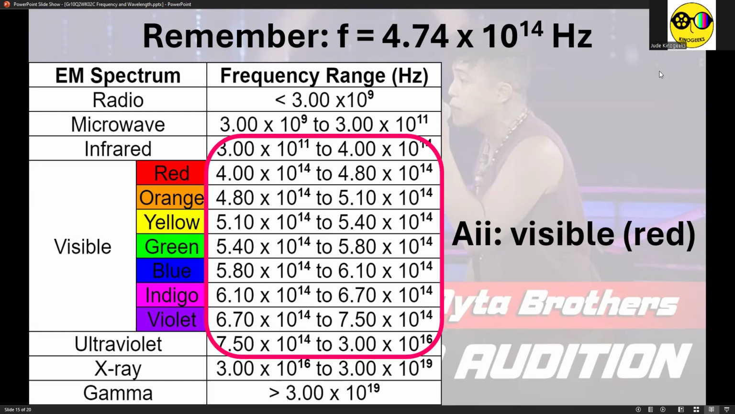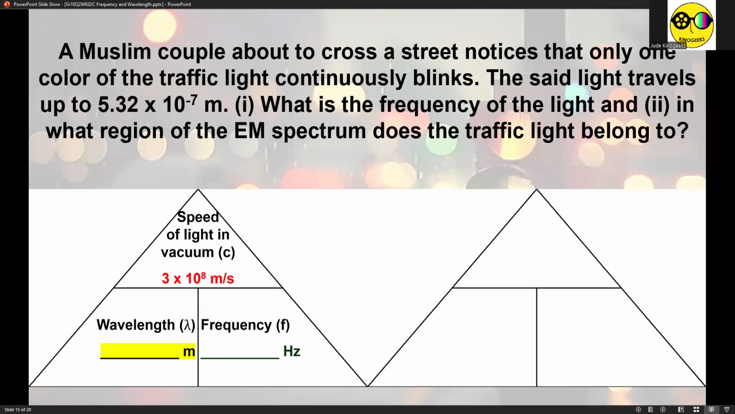Okay, so for the first two problems, we solved for the wavelength. What about when we solve for the frequency? So the third problem. A Muslim couple about to cross a street notices that only one color of the traffic light continuously blinks. The light travels up to 5.32 times 10 raised to negative 7 meter. What is the frequency of the light, and in what region of the electromagnetic spectrum does the traffic light belong to?